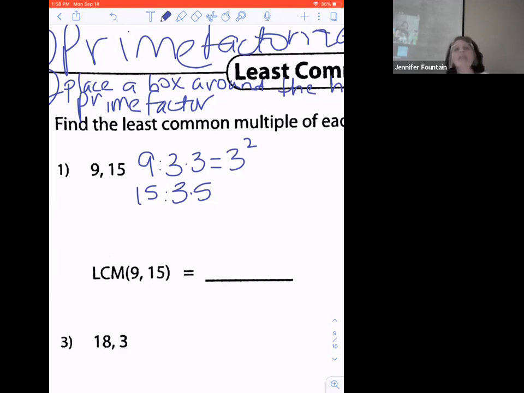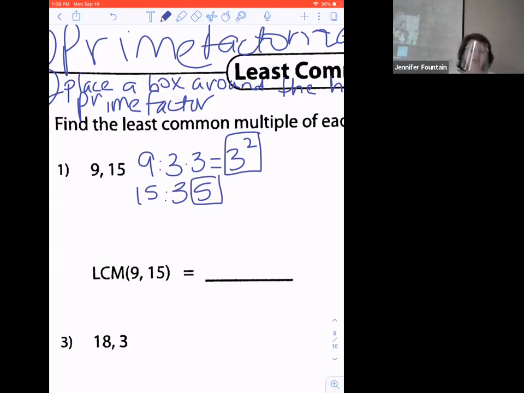Okay, so, and I don't have anything to list as exponents, so I'm just going to leave it as 3 times 5. Now what I've got to do is I've got to look at all of the factors listed. I've got 3s and I've got 5s. So I know I'm going to have to put a box around a 3 and around a 5. So what I have to look at is what is my highest exponential value of 3? 3 squared. What is my highest exponential value of 5? Just 5, right? Or 5 to the first power? Okay, so now I have 3 squared and 5.